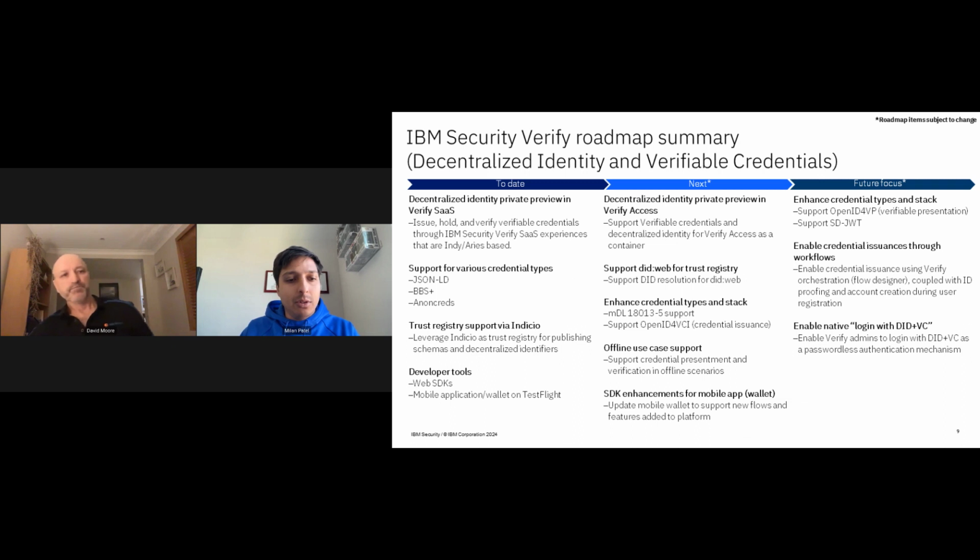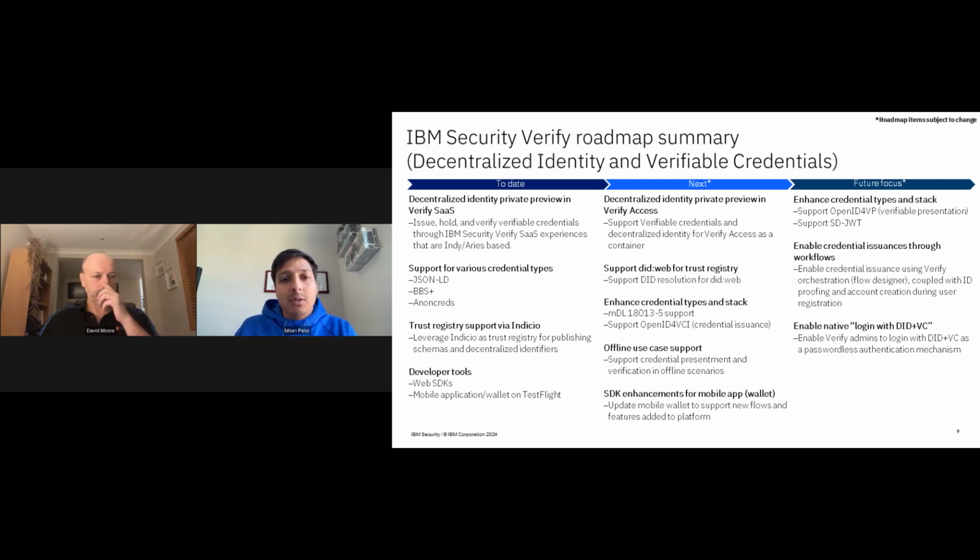But this is where you're able to deliver and provide the experiences that we just showed. When we get into the next, we're going to expand our support of decentralized identity and verifiable credentials use cases to our on-premises solution. So what you saw Dave demo was through our IBM Security Verify SaaS offering. We're actually going to port the capabilities that you saw to be delivered through IBM Security Verify Access, which is our on-prem access management solution. And that's going to be delivered as a container, and you'll be able to support that.